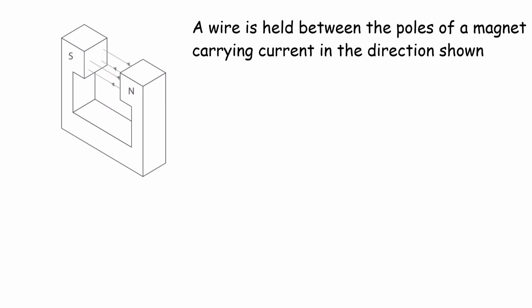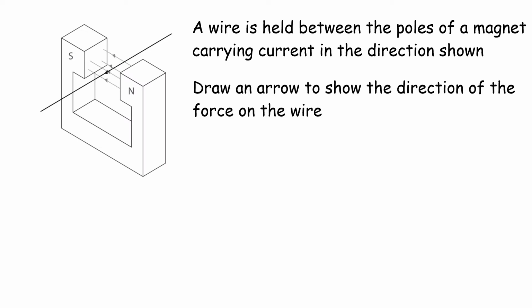A wire is held between the poles of a magnet carrying current in the direction shown. Draw an arrow to show the direction of the force on the wire. The direction can be found by using Fleming's left-hand rule.